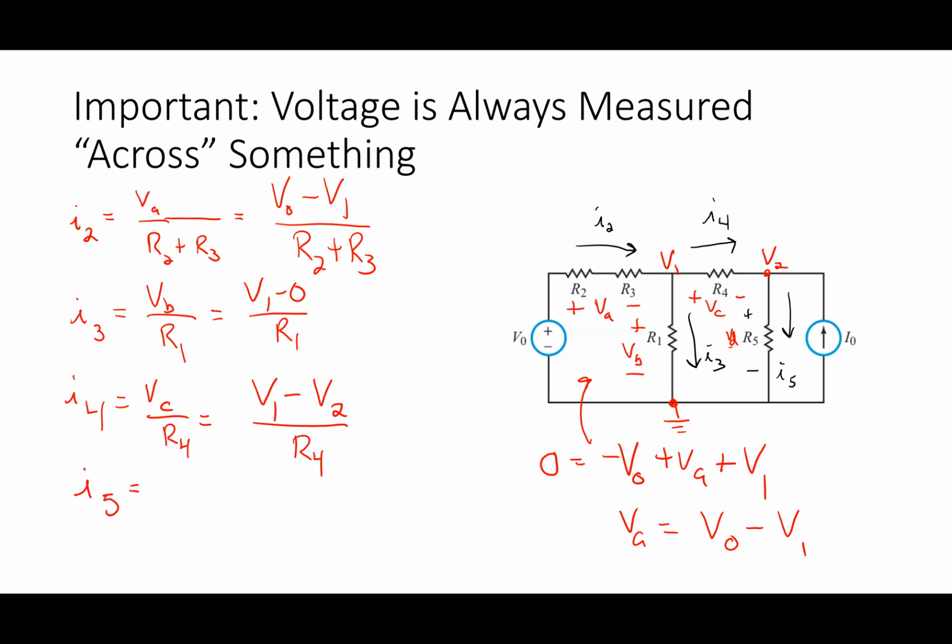I5 is what? I labeled it VD, that's the voltage across the resistor, divided by R5. And then I put the voltage across the resistor in terms of the node voltages. So what's the voltage at the plus terminal minus the voltage at the negative terminal? What's that? For I5. V2 minus 0. Okay. Now, there is no relationship that I do for this branch over here because that's a current source, right?